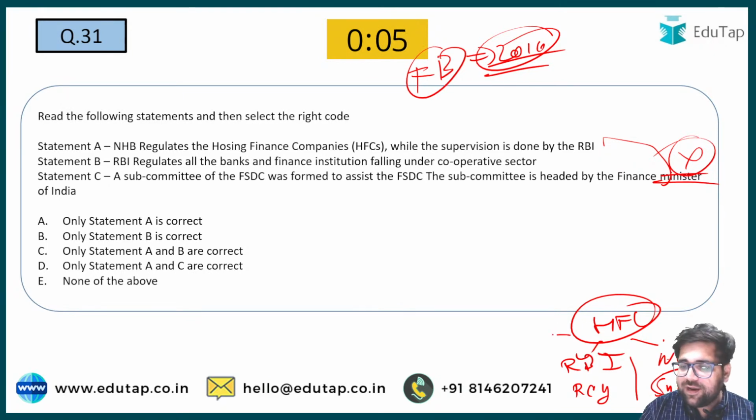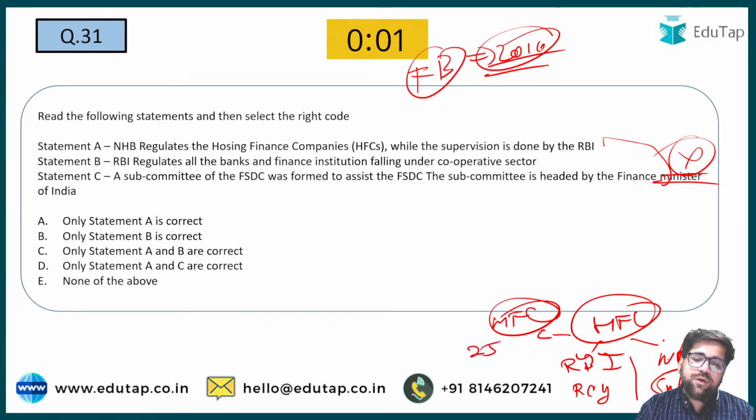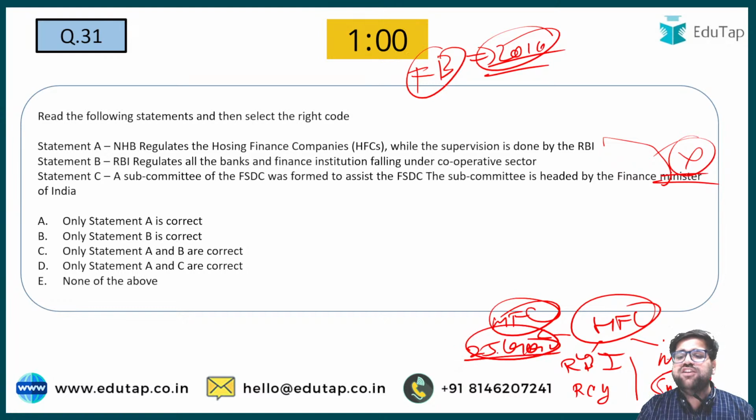And regarding housing finance companies, recently in the RBI annual report, the net worth of housing finance companies has been increased to 25 crore.